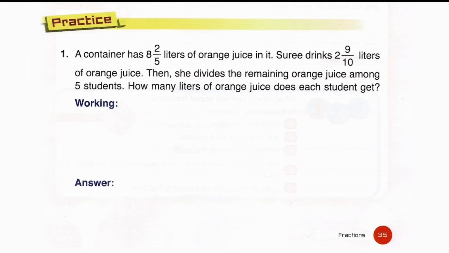Number 1. A container has 8 2/5 litres of orange juice in it. Suri drinks 2 9/10 litres of orange juice. Then she divides the remaining orange juice among 5 students. How many litres of orange juice does each student get?